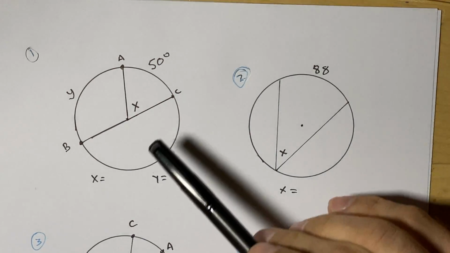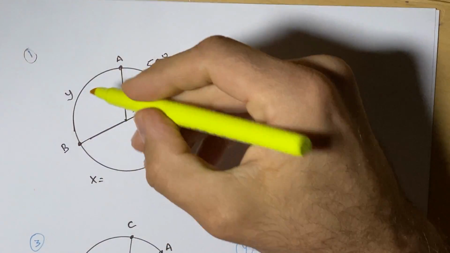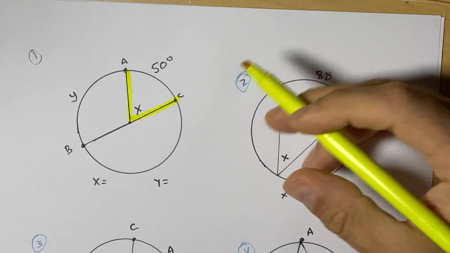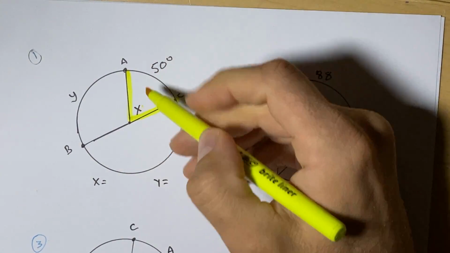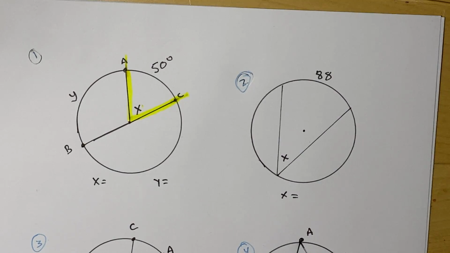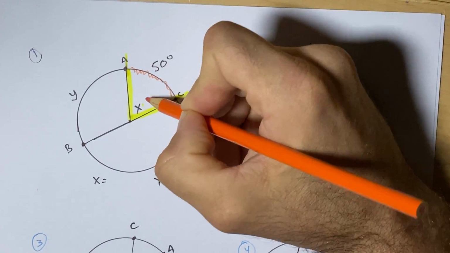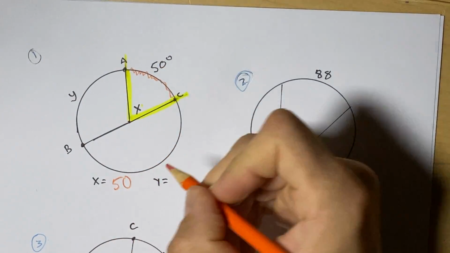So when we look at number 1, the first thing you want to ask is, when you look for x, we're looking for this angle. What kind of angle is it? It is a central angle. So we know that the central angle has an arc in its mouth, which is 50. They are always the same. Central angles are the same as the arc, so x is 50.